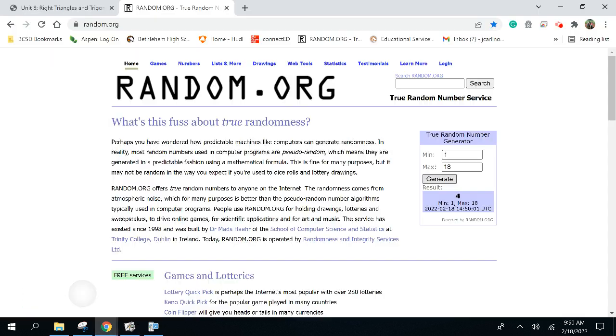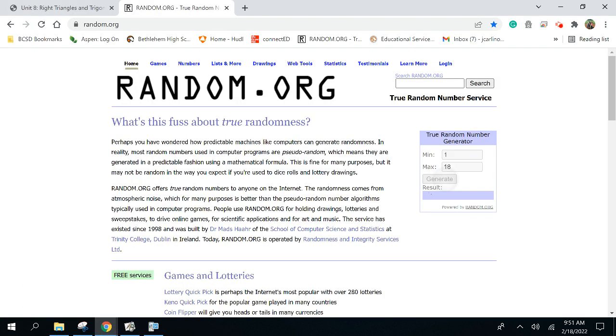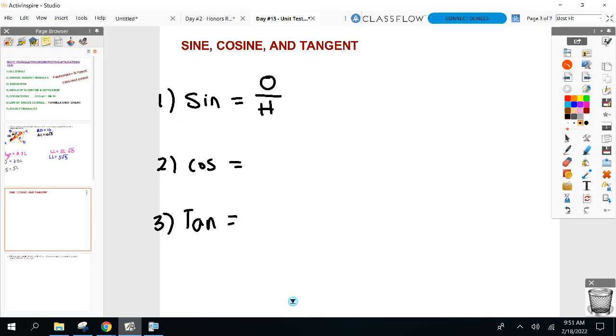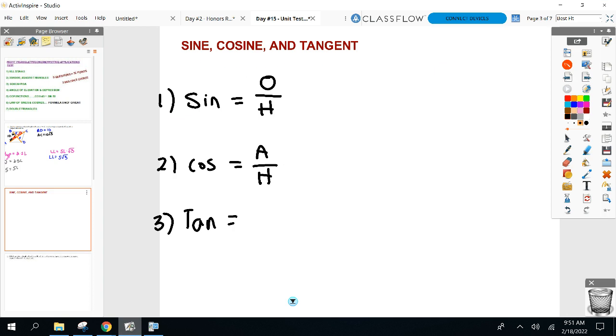All right, sine. How do you find sine? Sine's equal to? Cosine? Good work, everybody. And finally, tangent. Good work, everyone. So there's sine, cosine, tangent. If you need a little help remembering them, no need to memorize. Just be able to spell SOHCAHTOA, all right?